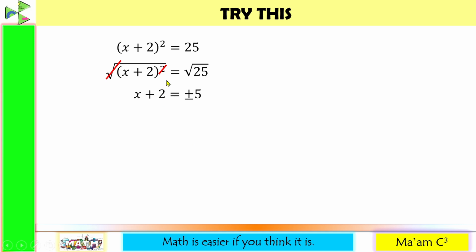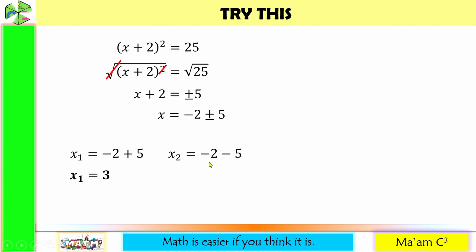Let us move positive 2 on this side. It will become negative 2. So negative 2 plus and minus 5. Let's take the first one. Negative 2 plus 5 is equal to 3. Let's have the next one. Negative 2 minus 5 is equal to negative 7. Notice our answers here, two different numbers and two different signs. So let us check each one of them.